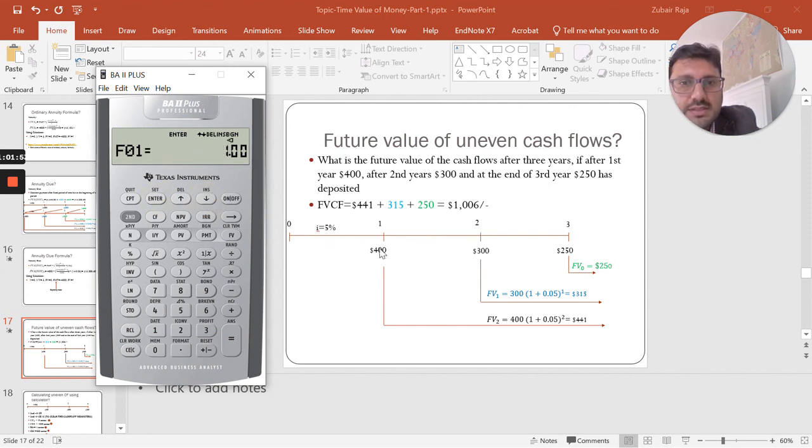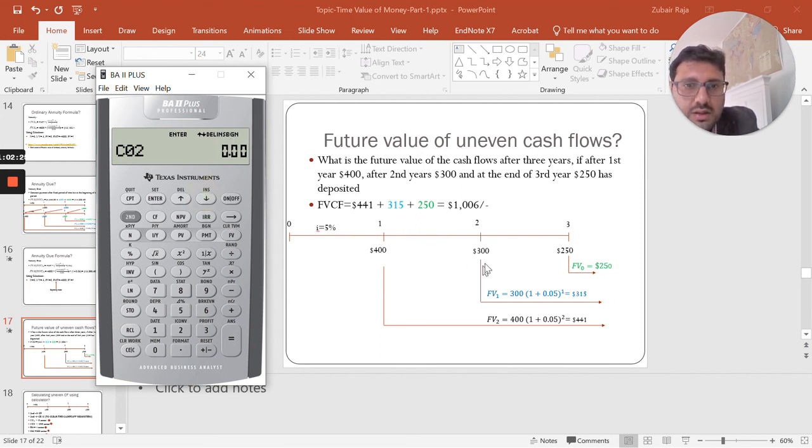And how many times is this 400 repeated? Only 1 time. If there are 2 400s, then you have to put the 2 frequency. But because these are different, you will not be using that. One thing I need to clear again: why, when there were the same payments, was I using these buttons? Because it was having the same payment. If the cash flows are uneven like this, then you cannot use this button, and you have to go to the cash flows, right? Now enter.